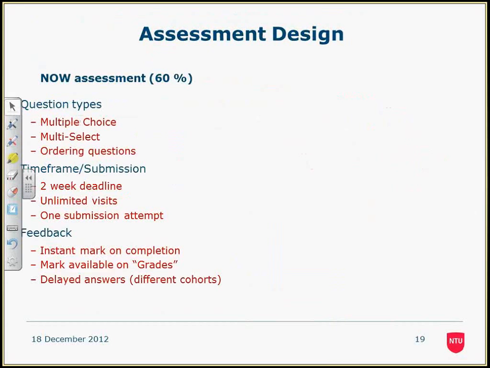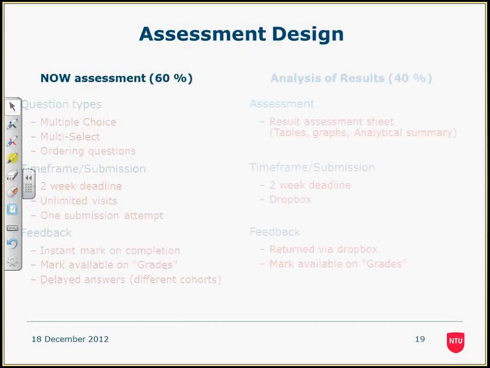So the Now assessment, this new assessment, was made up of a 60% component, if you like, which included multiple choice questions, multi-select questions, and ordering questions, with a 2-week deadline. The students could visit this assessment as often as they wanted, but they could only submit it once. So they could address it as many times as they wanted over that 2-week period, but they only had one submission. They got an instant mark once they submitted, but feedback was held back until all the students had got their feedback, because we do it as 2 cohorts.